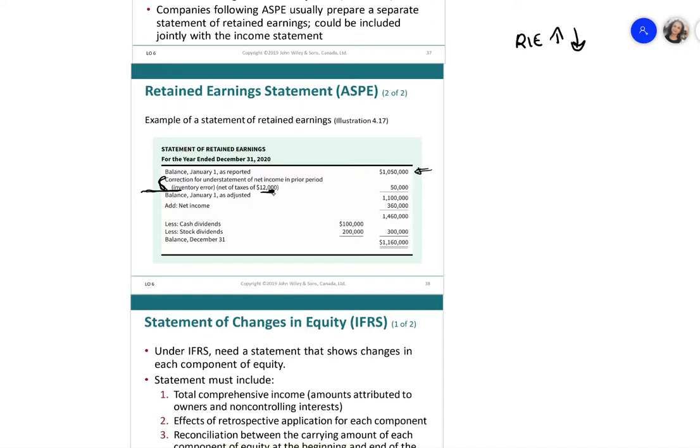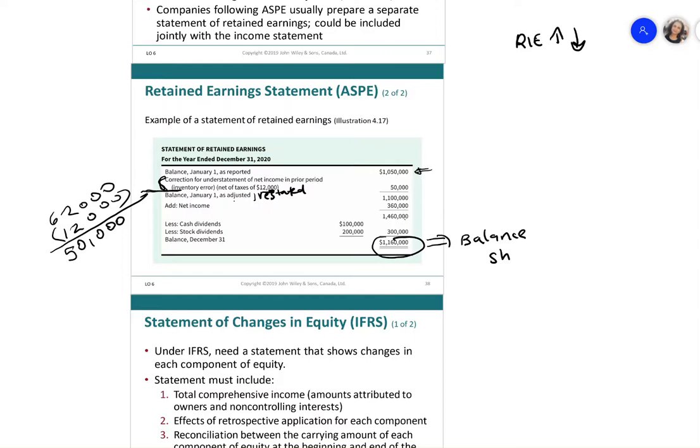So technically the amount should be 62,000. The taxes would be 12,000, so the net of taxes is 50,000. What you're going to do is restate your beginning balance, which is called the balance January 1st adjusted, and sometimes they call it restated. Some solutions will show restated. Then everything else is the same: you have net income, you have dividends, and that's the balance, which will go to your balance sheet.